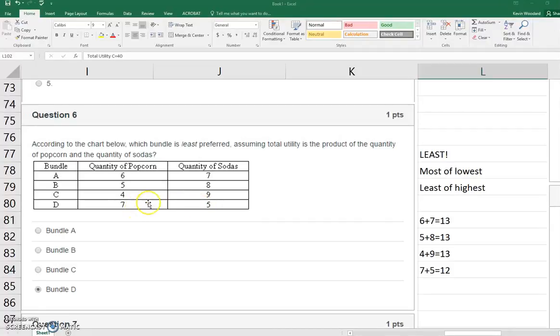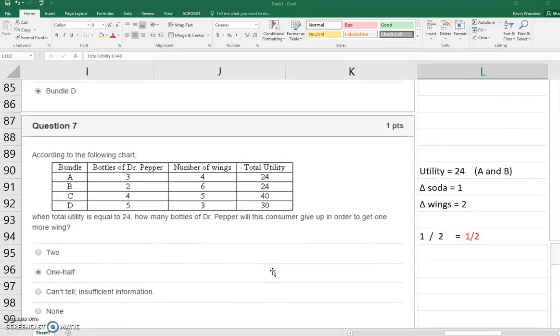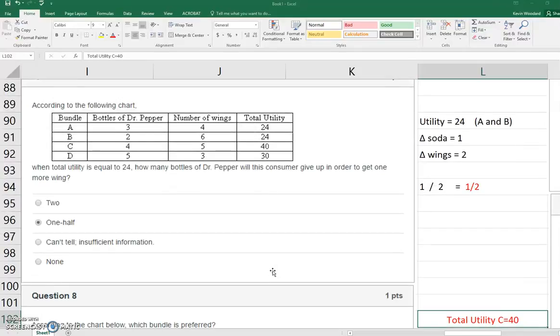So it has the most of the lowest and the least of the most valuable. So I mean, just looking at it, you can kind of see that it doesn't quite work out for us. Number 7.